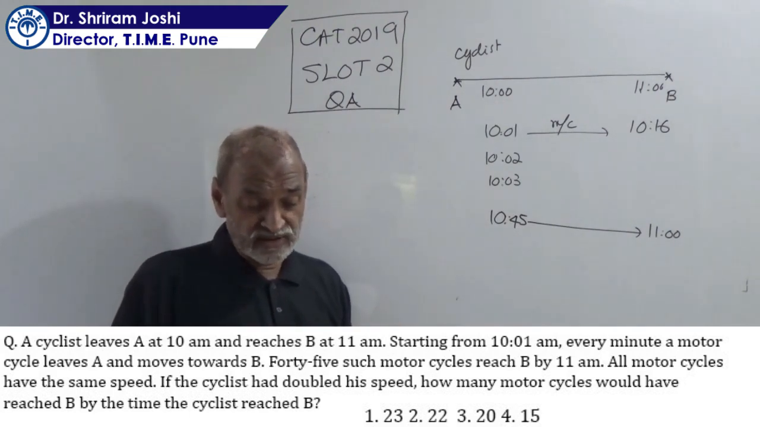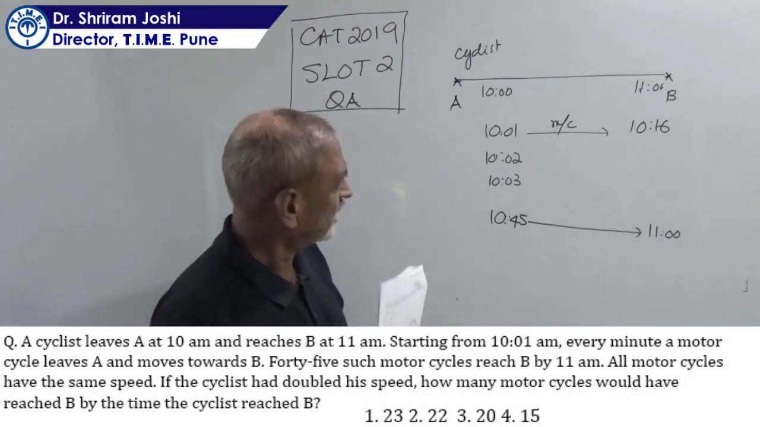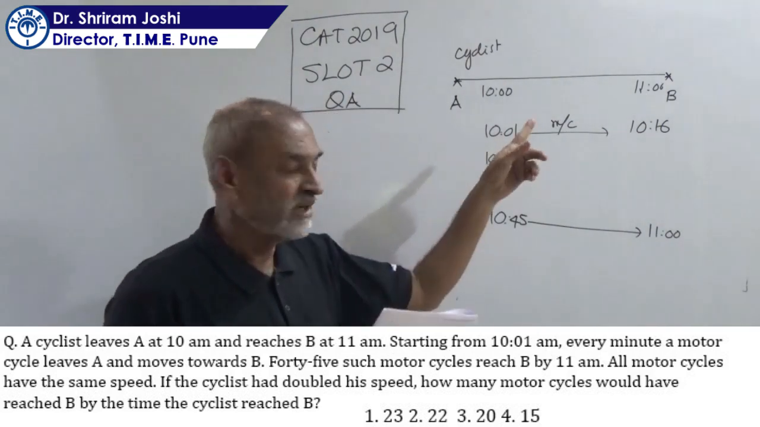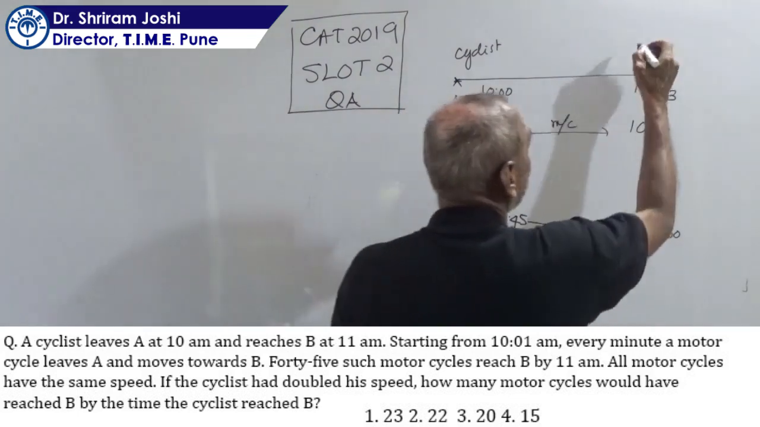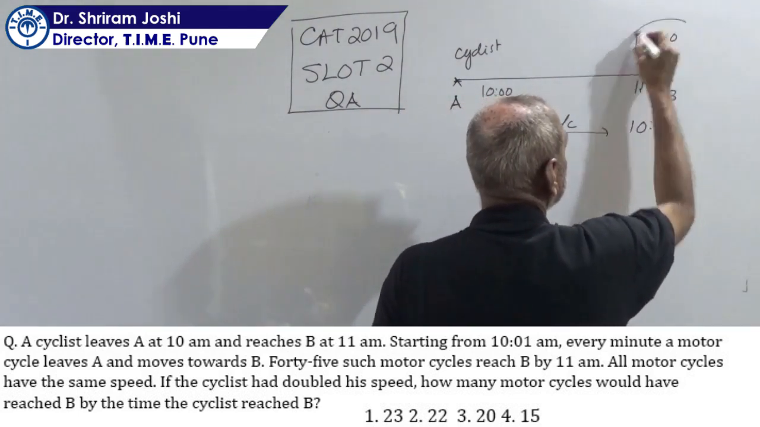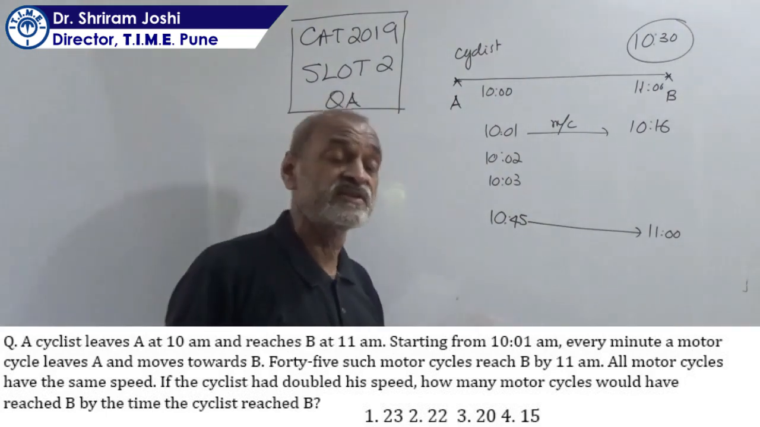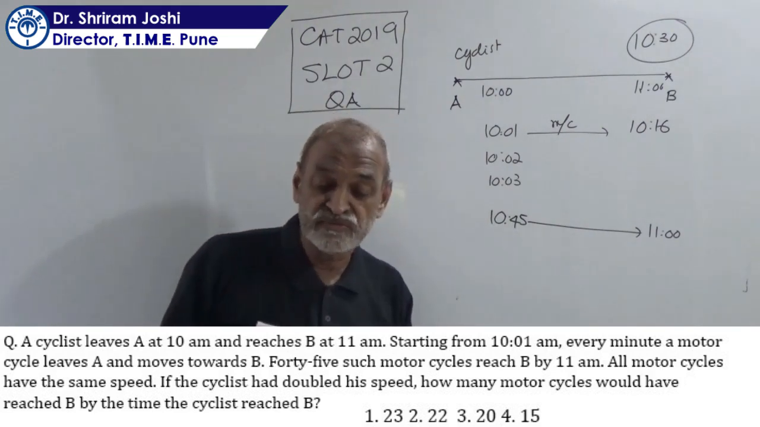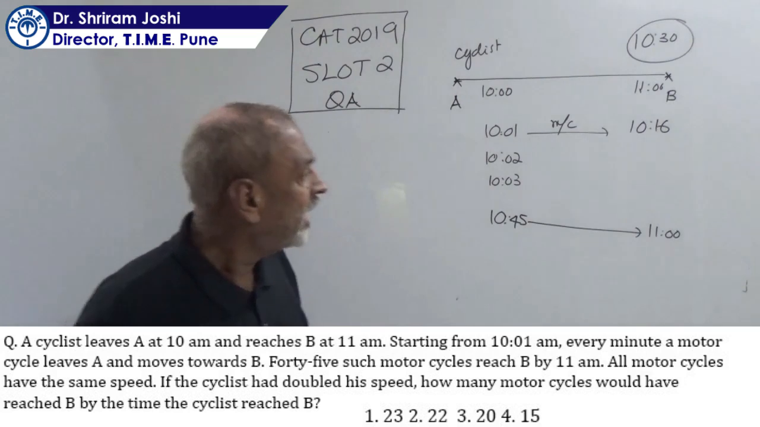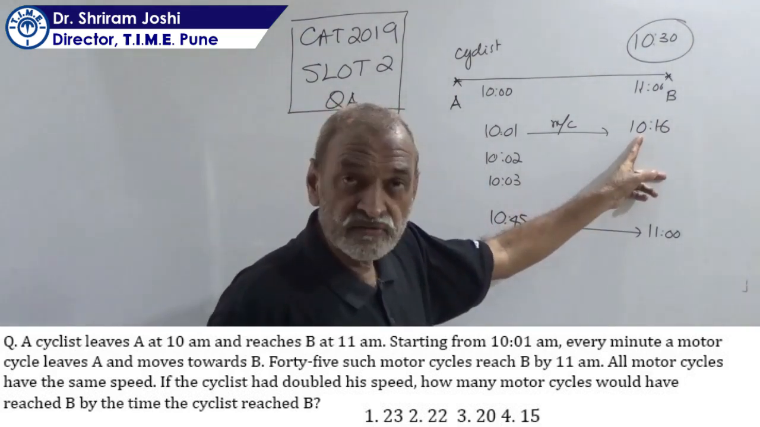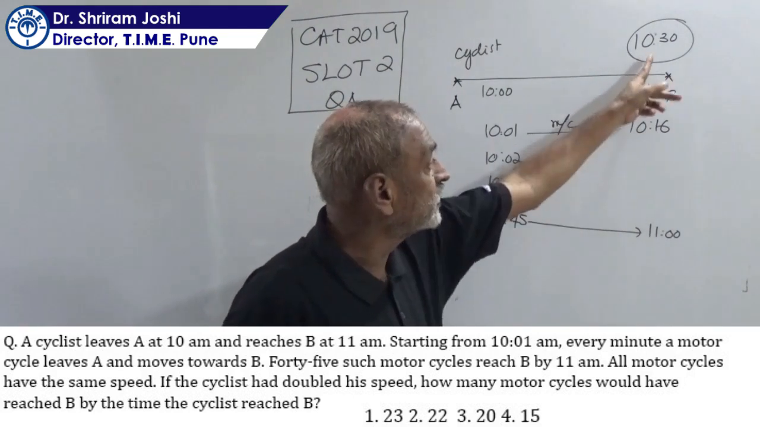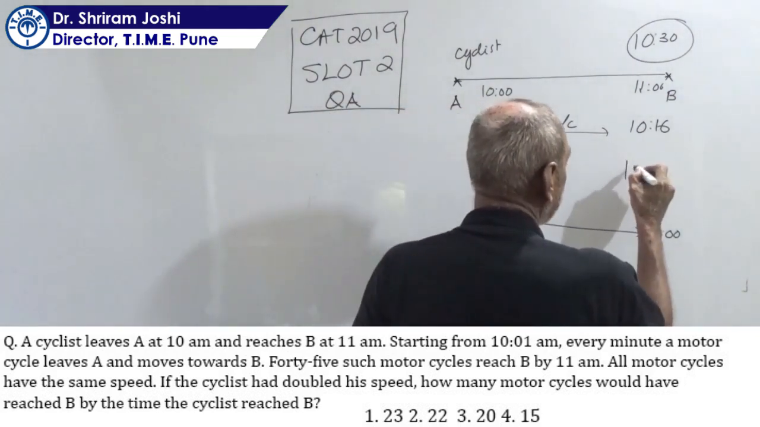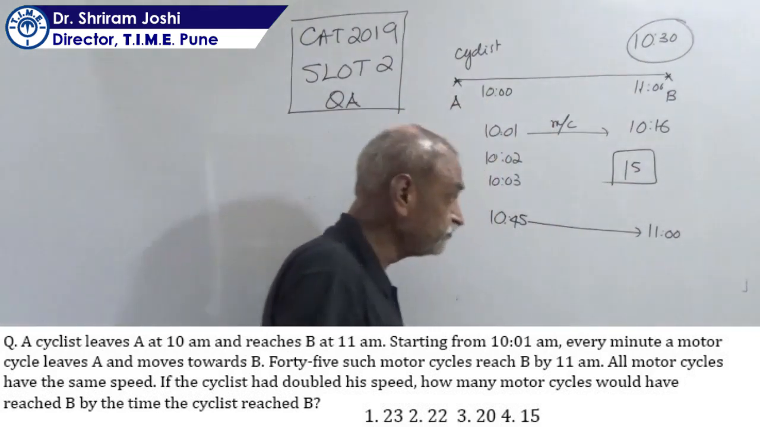If the cyclist doubled his speed, time would be half. So now he won't require up to 11 o'clock. He will now reach at 10:30. This is the new time at which he will reach B because he has doubled his speed. If the cyclist doubled his speed, how many motorcycles would have reached B by the time the cyclist reached B? 10:16, first motorcycle reached. From here to 10:30, how many? 15 motorcycles. Done.